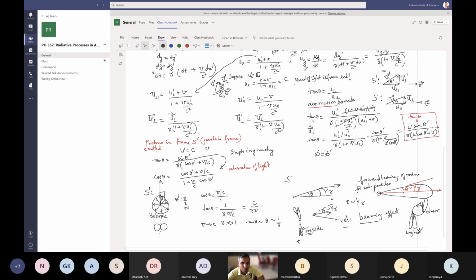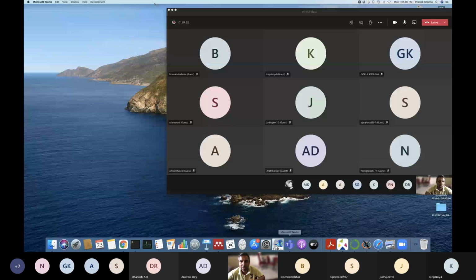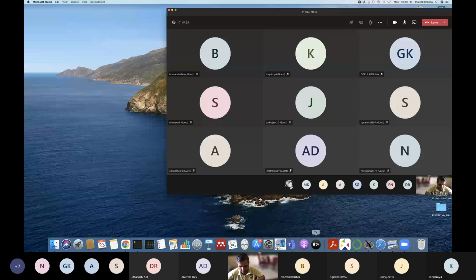Okay, so all these obscure and mathematically and conceptually difficult things have very real observational consequences. And this is very, very important. This is called beaming effect or relativistic aberration. Is the idea clear? Because this will come again and again. Okay, good. If you have any question, you can ask it. Otherwise, let me move on.